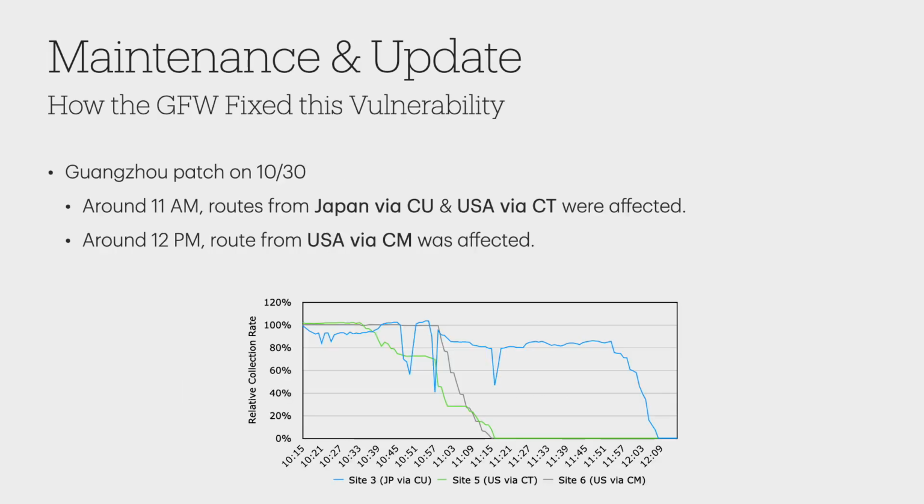On October 30th, the nodes in Guangzhou were patched in 2 batches. Around 11 a.m., 2 of our observation sites stopped working. Around 12 p.m., 1 observation site stopped working.